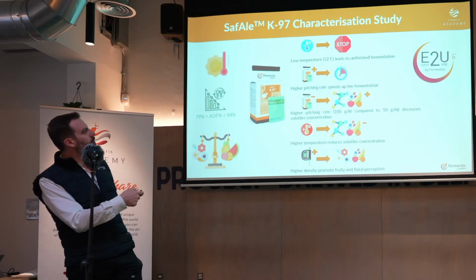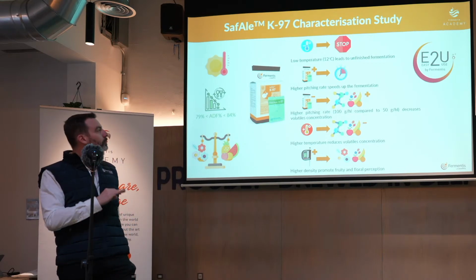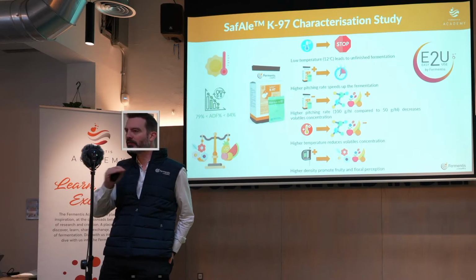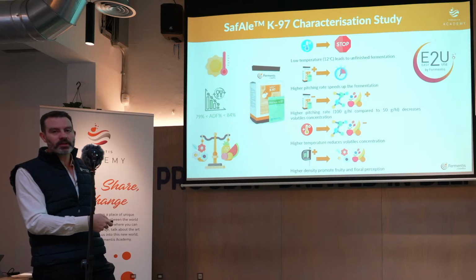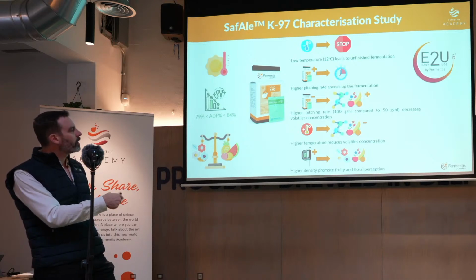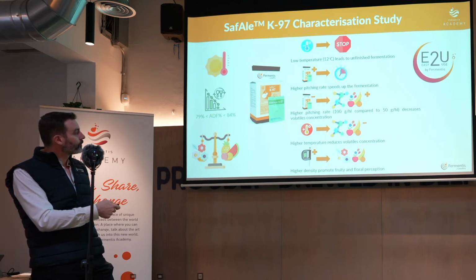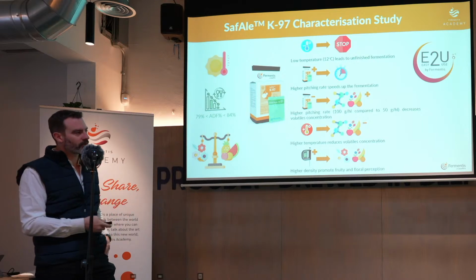Also, don't use it at too low a temperature because the fermentation will just stop. So for me, K-97 is 20 degrees Celsius or higher, never lower. Fermentation speed is increased by pitch rate. Pitching rate also speeds up the fermentation, and then higher temperature may decrease some volatiles. Okay.